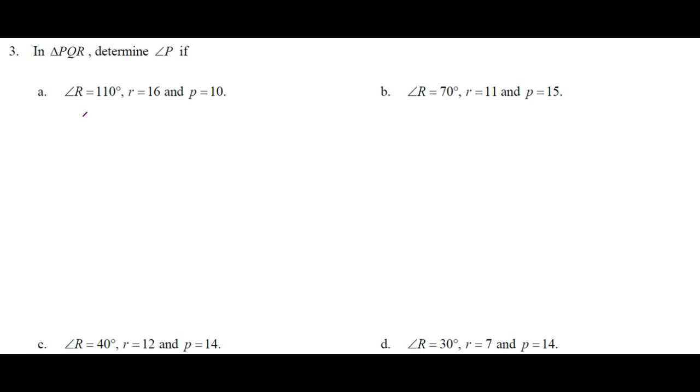Okay, so PQR. We draw some arbitrary angle. Well, wait, let's make angle R 110 degrees. So here's R, that's 110 degrees. Here's little r, which is 16. Which one of these is P? Doesn't matter.